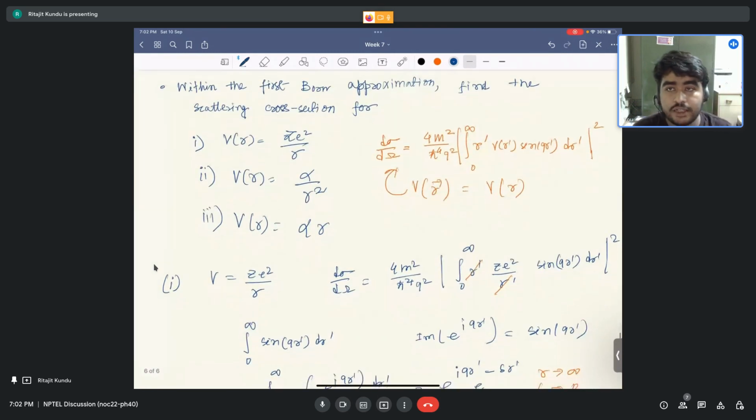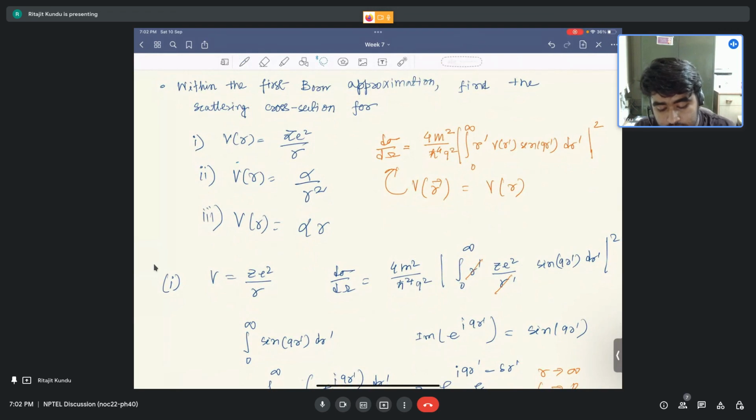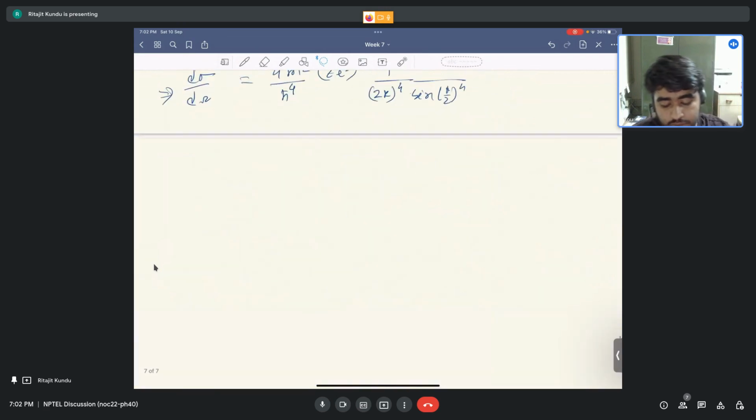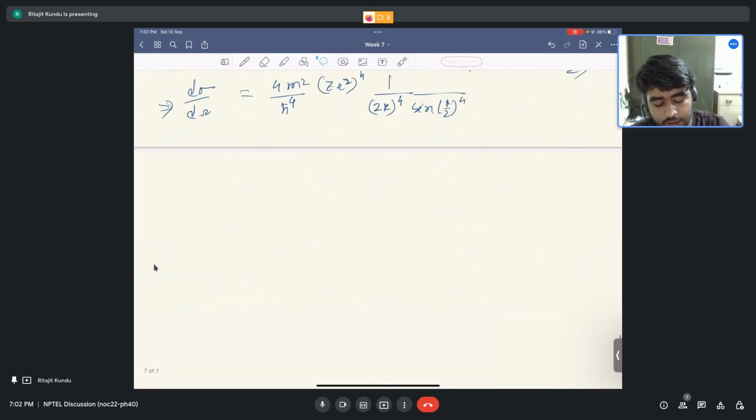So let me show you another example in this regard. Now let's say I am giving 1 by r square. Okay, it is the inverse square potential. So Coulomb interaction is just 1 by r. So let's say I'm giving you something which is 1 by r square. So let us try to do this integration for 1 by r square also. So for 1 by r square, let us directly look at that integration.